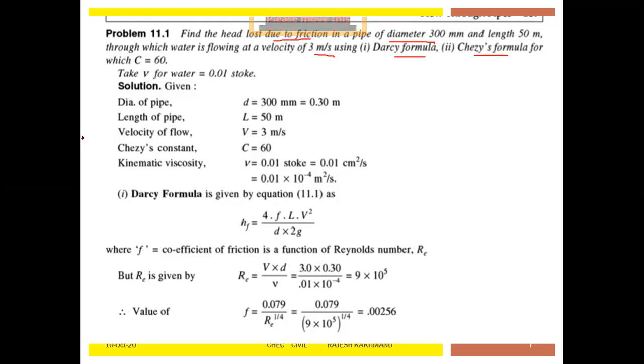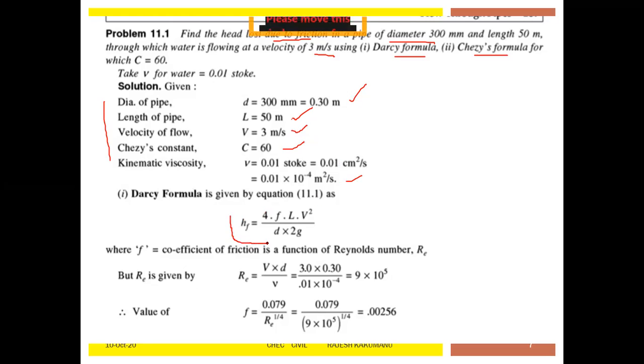Now what is the given data? The diameter of the pipe D = 300 mm, that is 0.30 meters. The length of the pipe is 50 meters. The velocity of the flow is 3 meters per second. C = 60. The kinematic viscosity v = 0.01 stokes, which we convert into meters squared per second. Now what is the Darcy formula? The Darcy formula is this one.